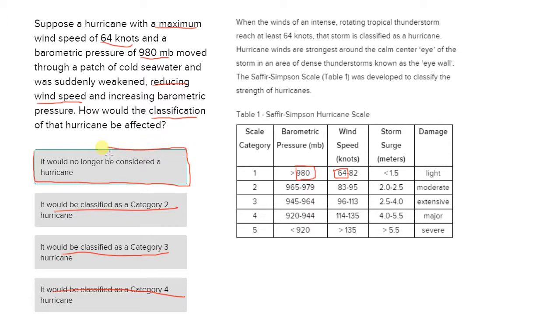But we could also see that in the text here, that it says that winds of an intense rotating tropical storm reach at least 64 knots, that storm is classified as a hurricane. So we know that we have to be at least 64 to be counted as a hurricane. So even if we didn't eliminate with the process of elimination, which we always should, that should be our go-to, we could see it here in the text. So that's the answer to our question.